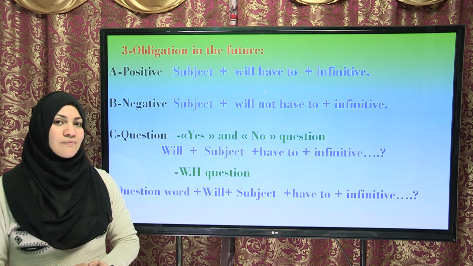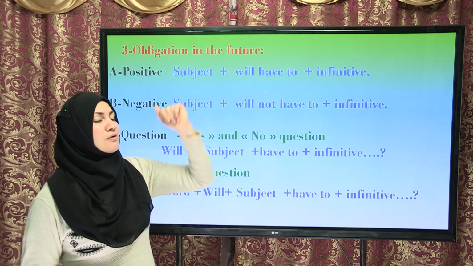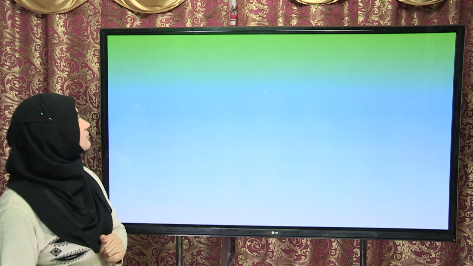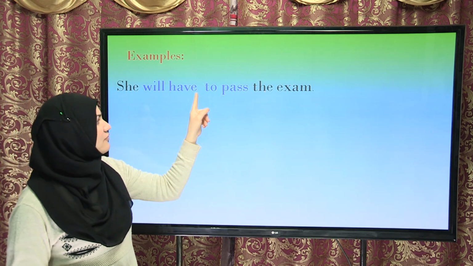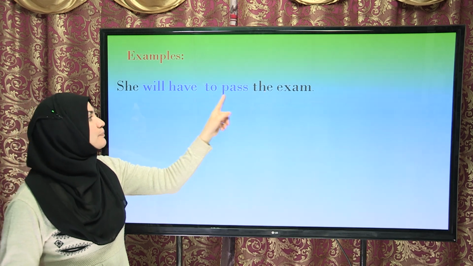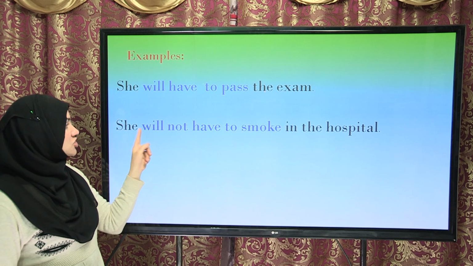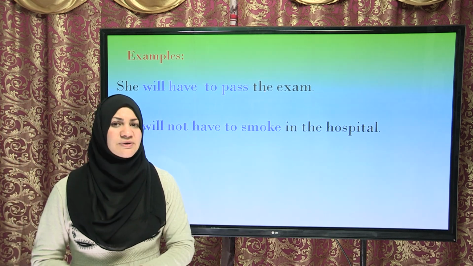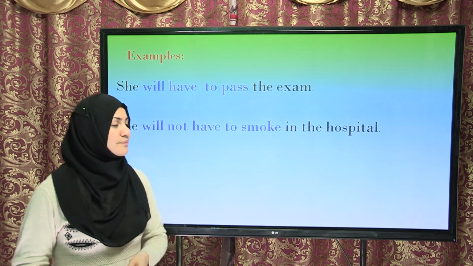and question mark. Of course, we will see together some examples concerning obligation in the future. Example, positive form. She will have to pass the exam. Negative form. She will not have to smoke in the hospital.